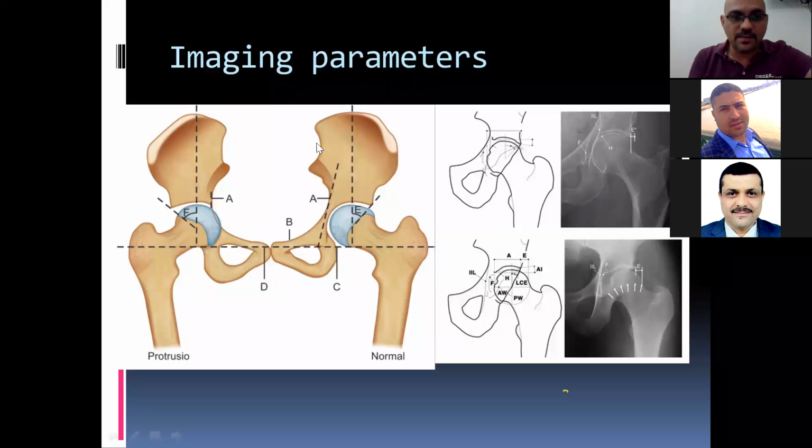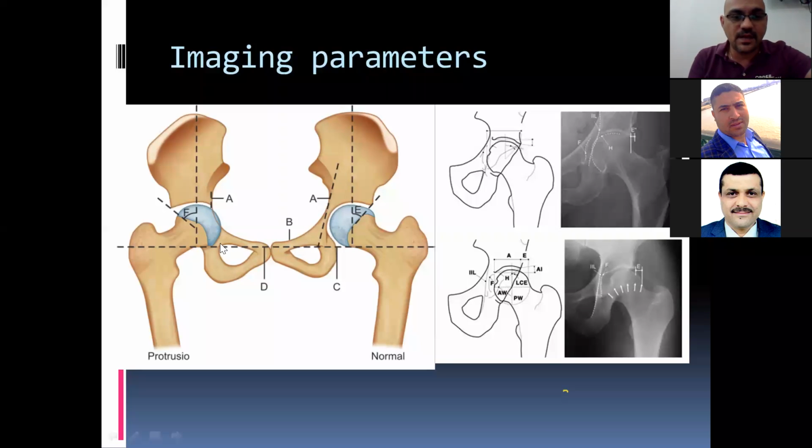For radiographic parameters, there are very important parameters when you do a standing anteroposterior and lateral view. You can also figure out coxa vara, and there is sometimes shortening of the affected side, and degenerative changes in severe cases. However, you can use the interteardrop line, as you see in the picture on the left side.